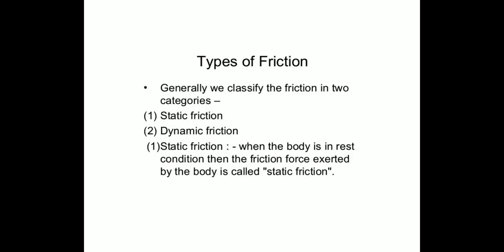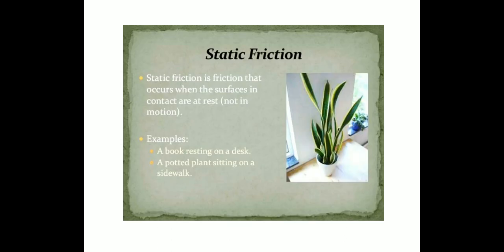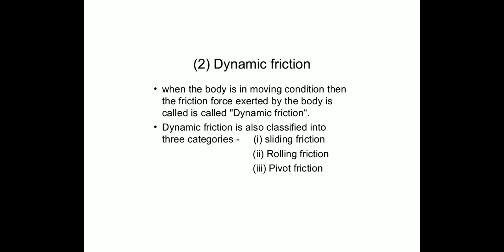Types of friction. Generally, we classify friction into two categories. One is static friction and another is dynamic friction. Static friction: when the body is at rest, the friction force is said to be static force or static friction. Static friction is friction that occurs when the surfaces in contact are at rest. Example, a book resting on a desk, a potted plant sitting on a sidewalk. You can see from the picture.